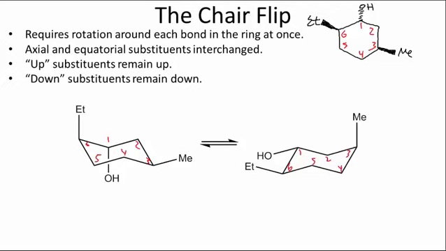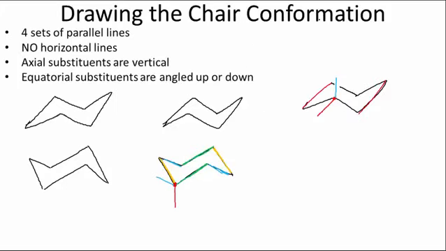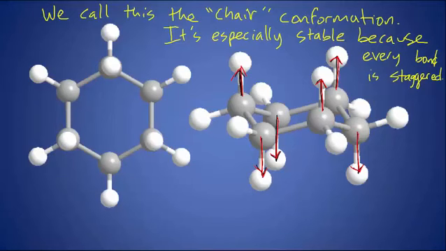Yeah, so we talked about why chair is more stable because every bond is staggered, whereas in the boat conformation, some bonds are eclipsed, and actually there's two hydrogen atoms in the middle that really get in each other's face. So it's much less stable.